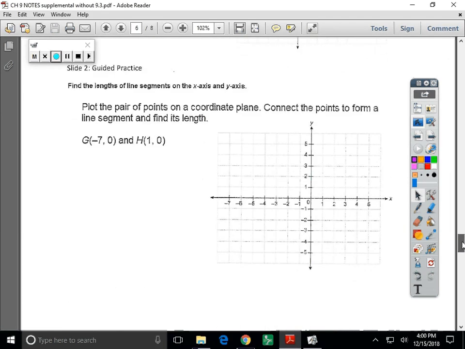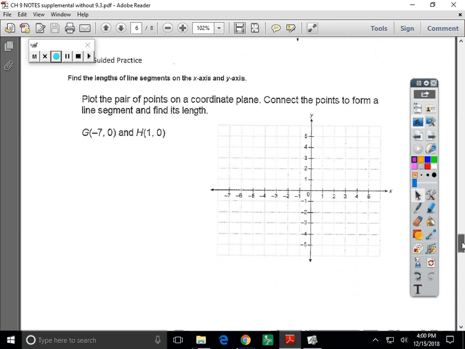At the bottom of the page, you're going to see slide 2 where we're supposed to practice this. So it says find the length of line segments on the x-axis and y-axis. So we're using the same rules. It says plot the pair of points on the coordinate plane, connect the points to form a line segment, and find its length. So let's give this one a try. We're looking for point G. I need to move -7, 0. Do you know just by looking at this -7, which way will you move? I hope you're identifying you're going to head left. How about for the 0? You're actually going to stay there, aren't you?